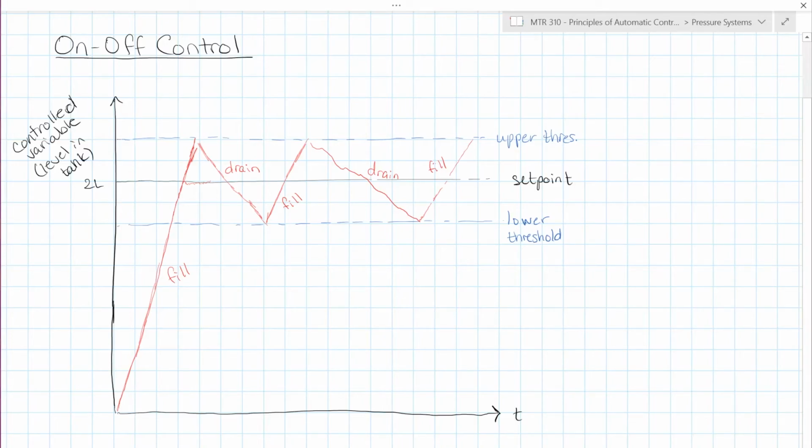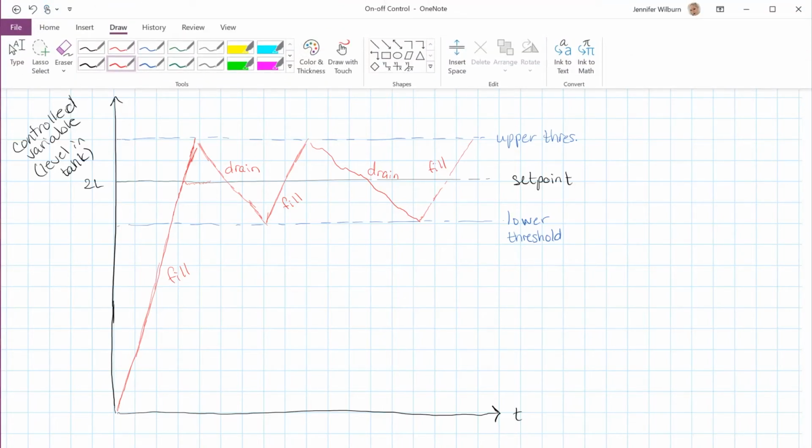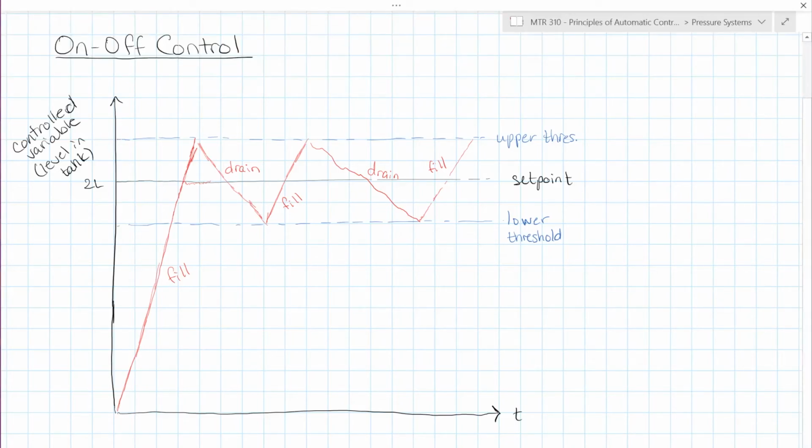The major thing to take away here is that when we get to the lower threshold, we're going to turn on our actuator. And when we get to the upper threshold, we're going to turn off our actuator. And that's on-off control, simple as that.